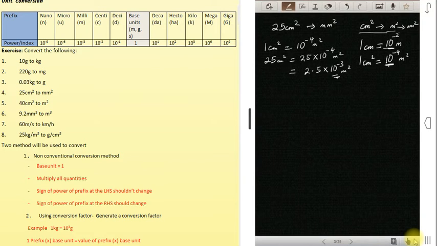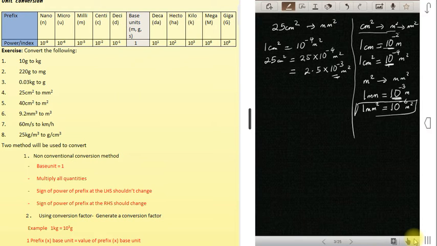Now I want to convert from meter square to millimeter square. I will need to generate another conversion factor. 1 millimeter is the same thing as the value of the prefix, which is 10 to the power of negative 3 meter, times the base. Trying to get the conversion factor. That implies that 1 millimeter square will be the same thing as 10 to the power of negative 6 meter square, when I square this. So this is the conversion factor that I'm going to use to convert this quantity.